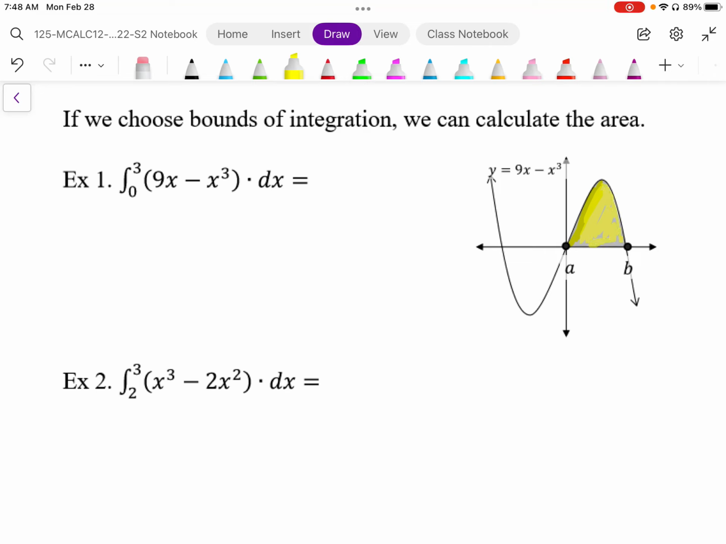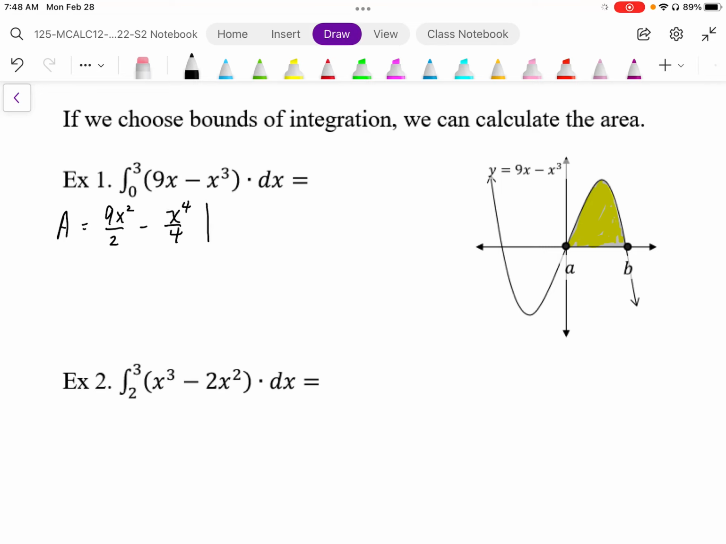So what we're going to do is use the antiderivative, and the antiderivative's displacement should calculate that area. So we have this definite integral. We're going to anti-differentiate this. So the area is equal to 9x squared over 2 minus x to the power 4 over 4.